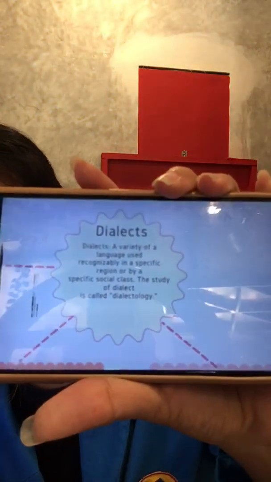The second one, I have dialects. So, what is dialects? Dialect is a variety of a language recognizable in a specific region or used by a specific social class. The study of dialect is called dialectology. And dialect is divided into some parts.